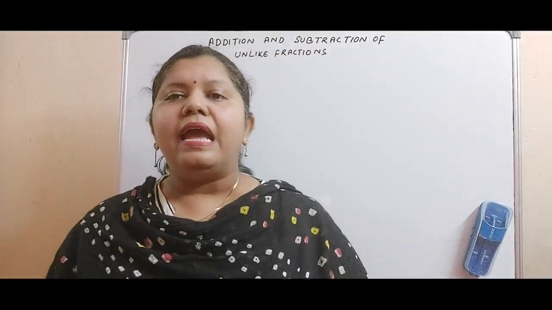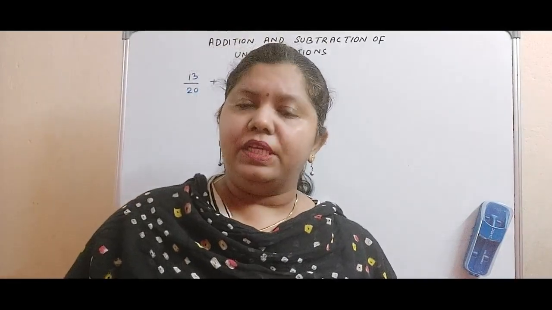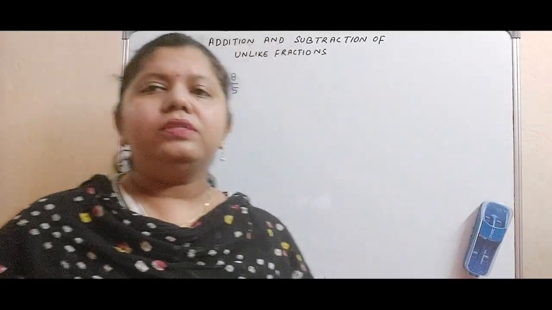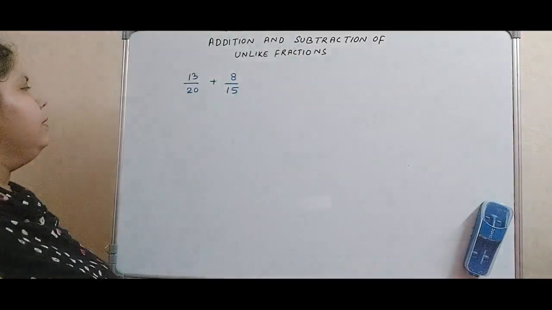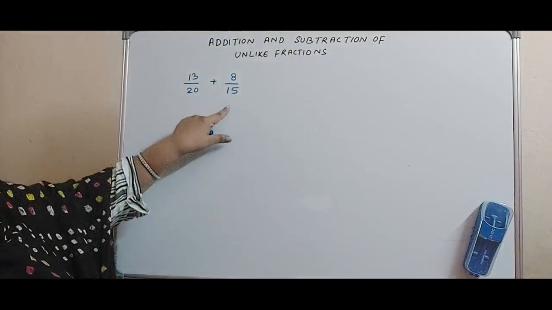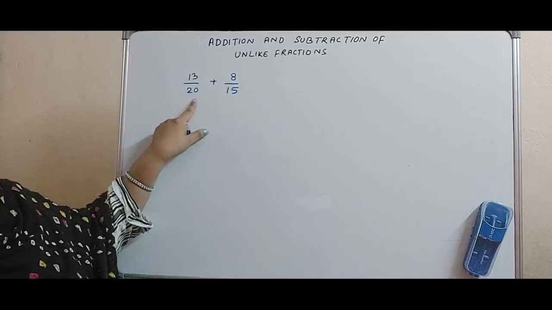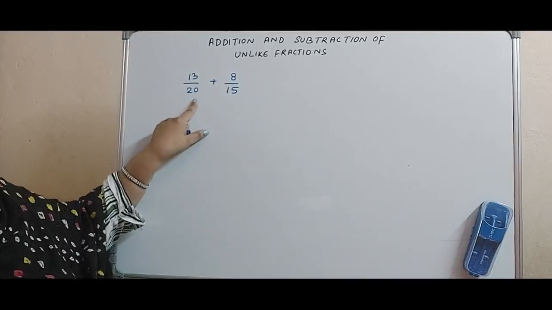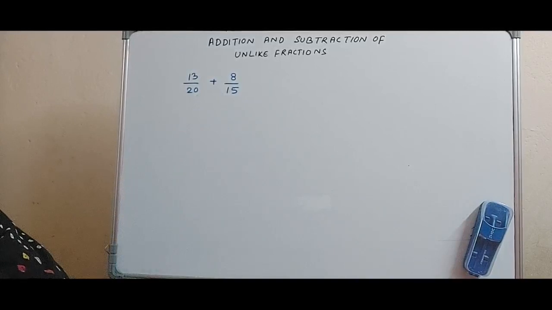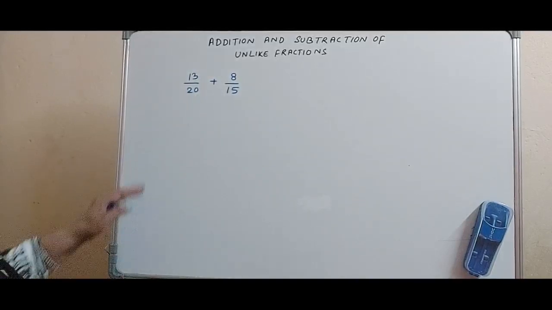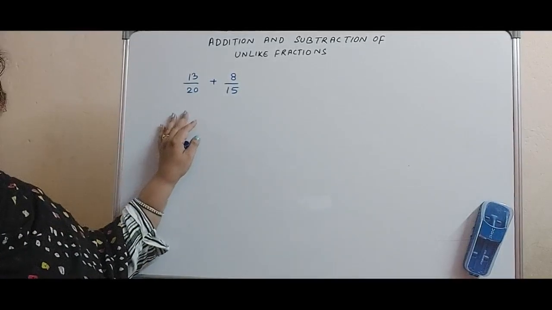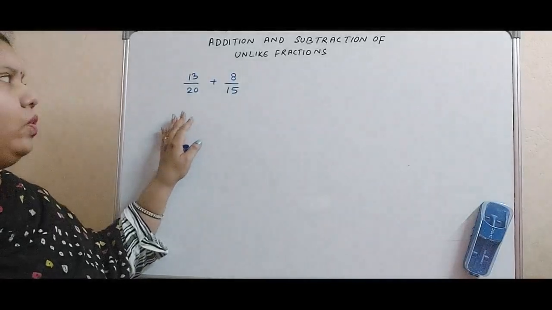The topic is addition and subtraction of unlike fractions and mixed fractions. So let us first look at an example here: 13 by 20 plus 8 by 15. You can see that the denominators of both of these fractions are not the same, so they are unlike fractions. First of all, we have to convert these two fractions into like fractions, and only then can you add them.